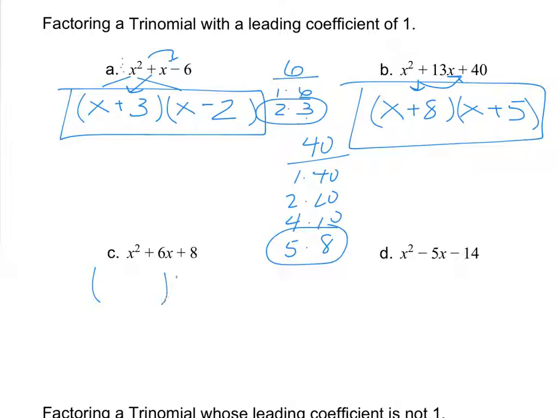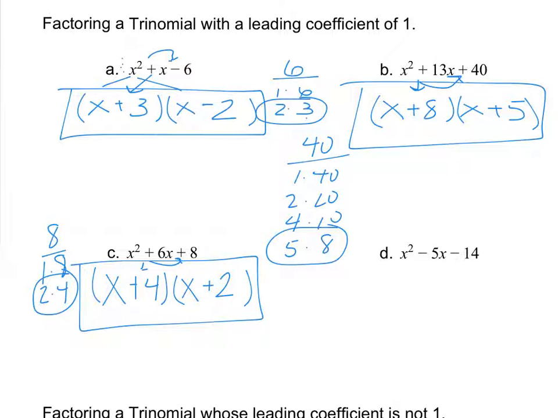Same idea with C, two sets of parentheses, x and x, bring down the first sign. Positive times positive is positive. We look for factors of 8 that are going to add or subtract to 6. So of course 4 and 2, bigger number, smaller number.